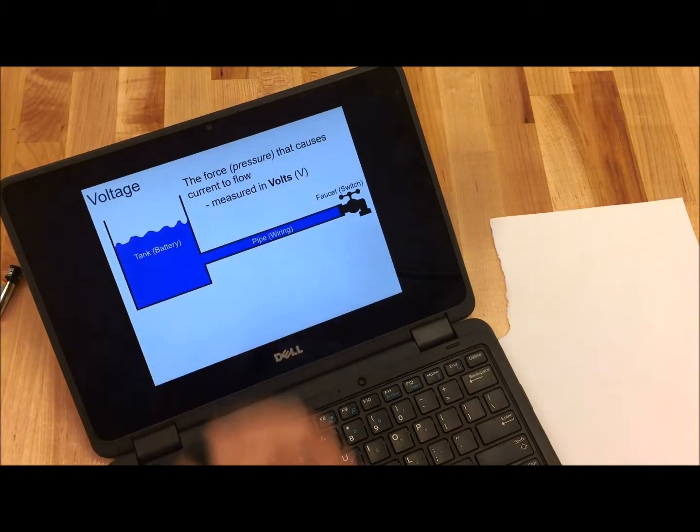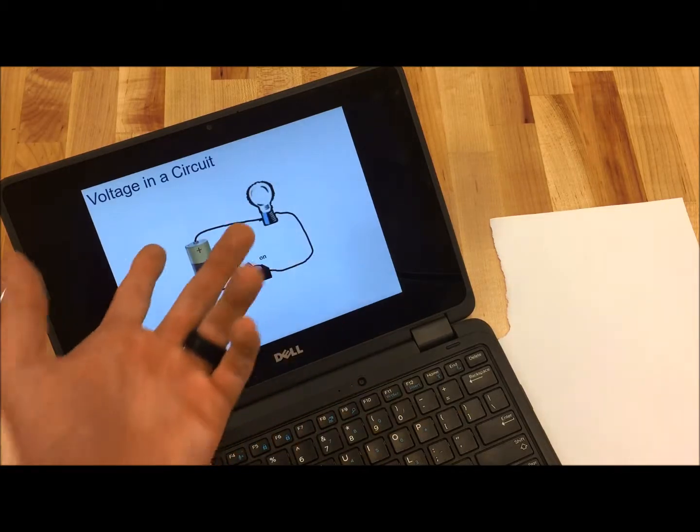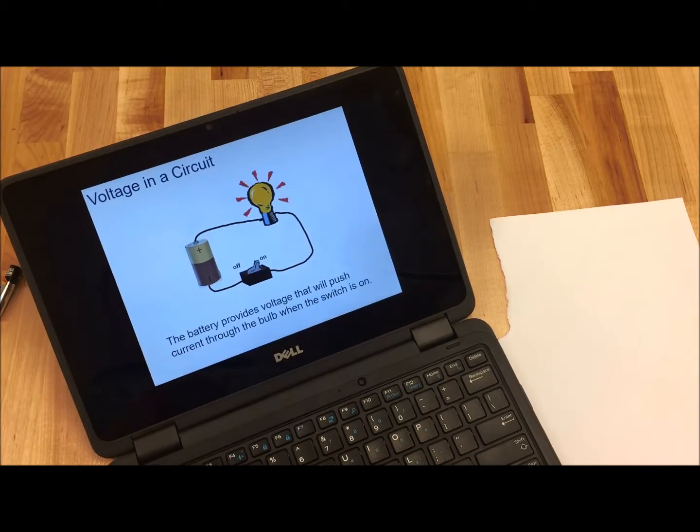So right now, there's pressure. We open the faucet, and guess what? Yes, there still is pressure. Once again, still pressure.